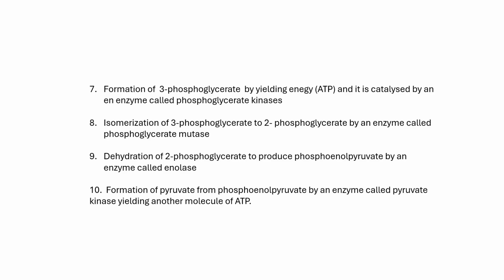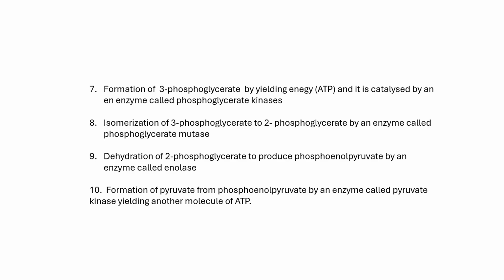What pyruvate kinase does is remove the phosphate group from phosphoenolpyruvate to form a 3-carbon compound that we call pyruvate. This phosphate group removed from phosphoenolpyruvate will be added to ADP to form another molecule of ATP. So now at step 7 we form one molecule of ATP, and at step 10 we also form another molecule of ATP by a process that we call substrate-level phosphorylation.